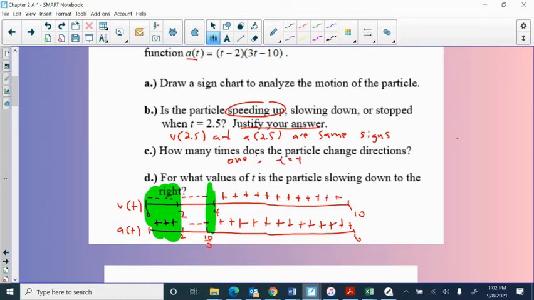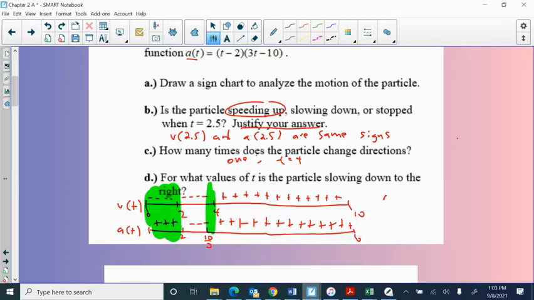Okay. And then are there any times when they were slowing down to the right? Any times we're slowing to the right? What do you think? Slowing to the right? I don't think so, because you'd have to have positive velocity to move to the right, but to slow, we'd have to have negative acceleration. So I'm just going to keep on going to the right and out the door. Faster, faster, faster. There are none.